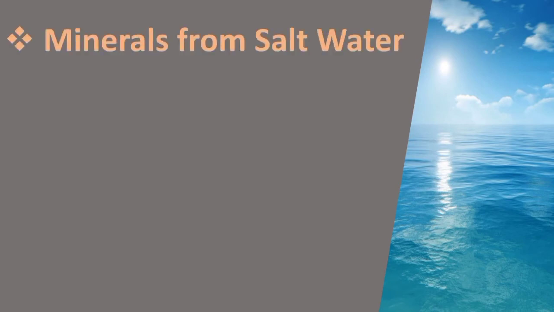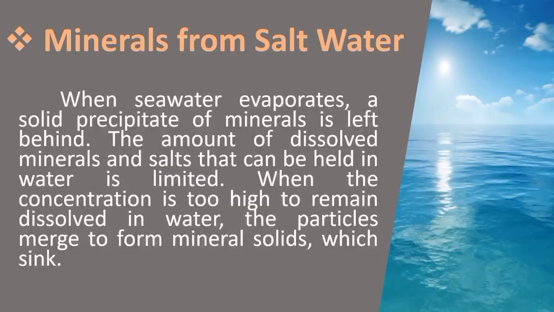It can precipitate in two ways. First, minerals from salt water. When seawater evaporates, a solid precipitate of minerals is left behind. The amount of dissolved minerals and salts that can be held in water is limited. When the concentration is too high to remain dissolved in water, the particles merge to form mineral solid, which sinks.